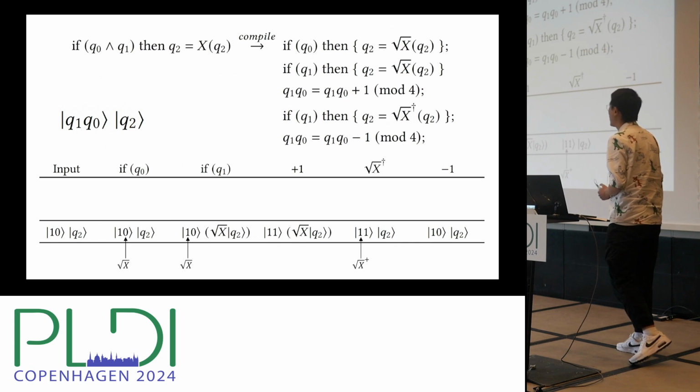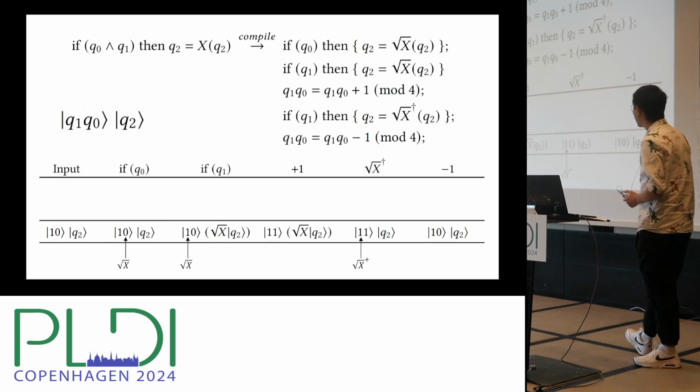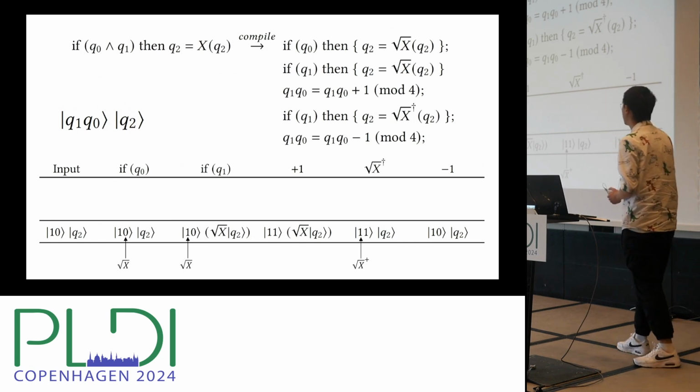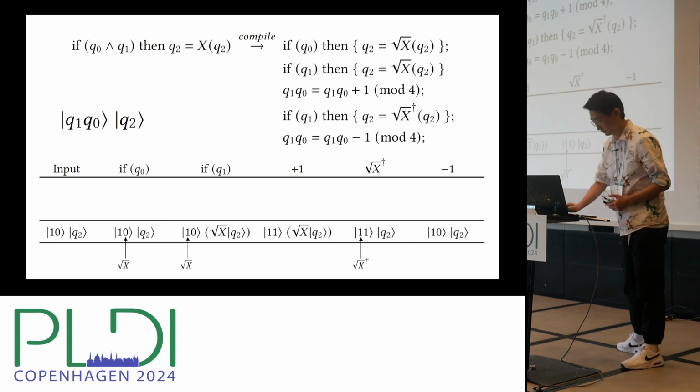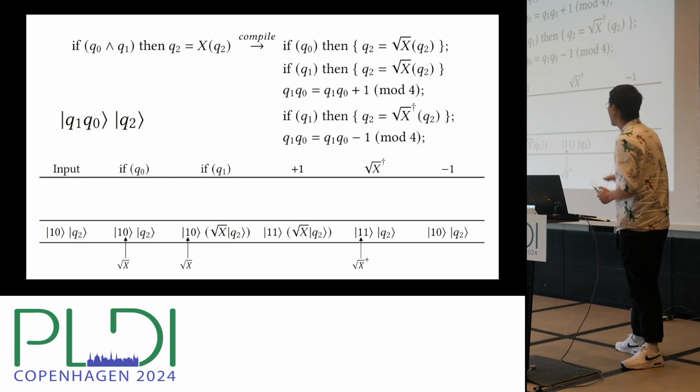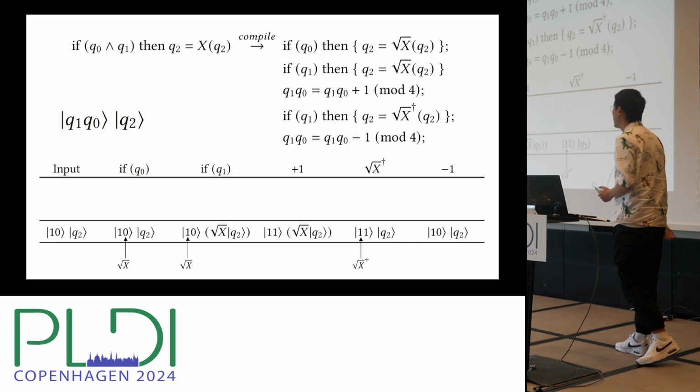The story is the same for the false cases. If we have 1, 0, then we do nothing on Q2. So this is our compilation scheme for 3 qubits.